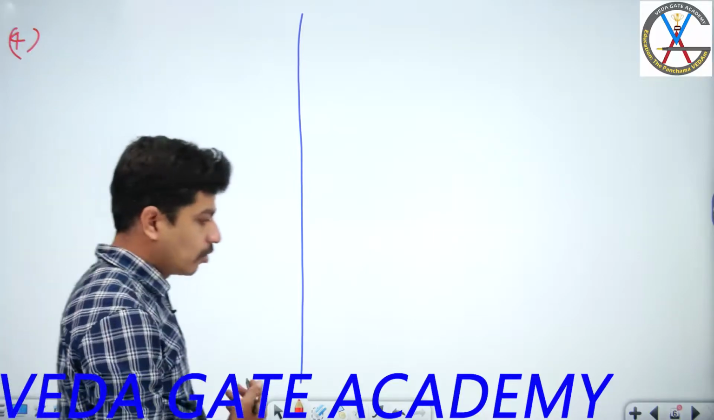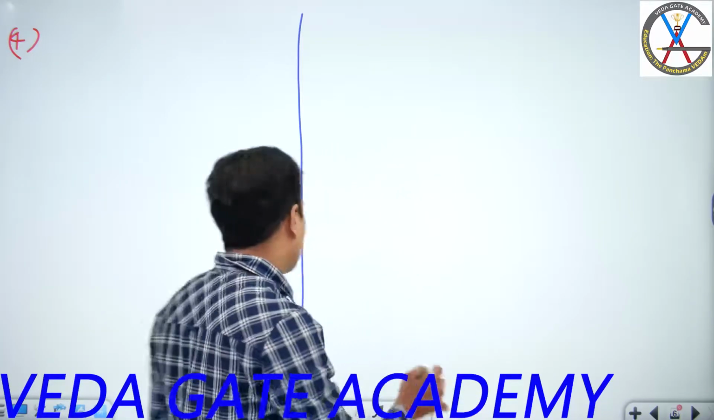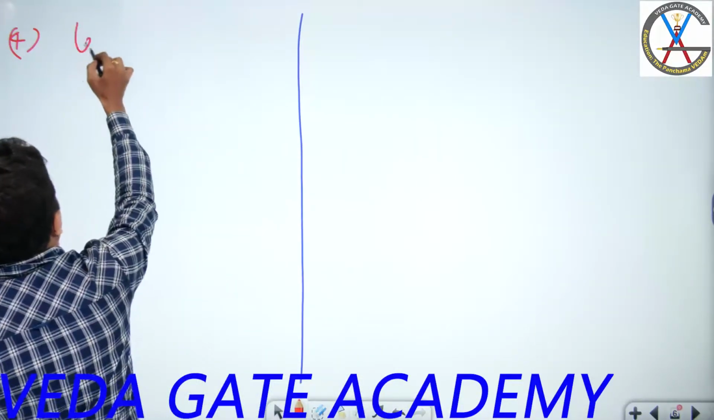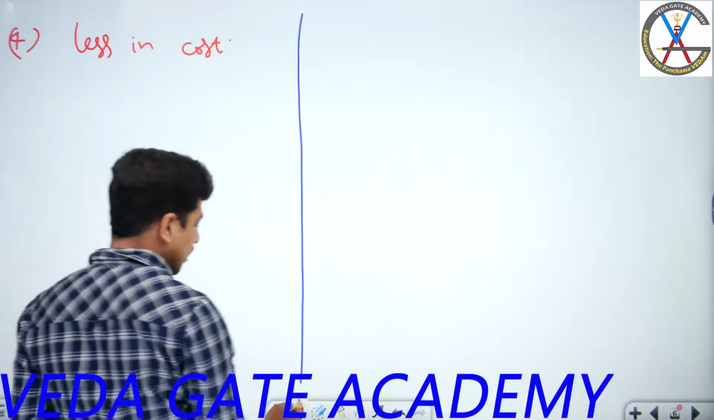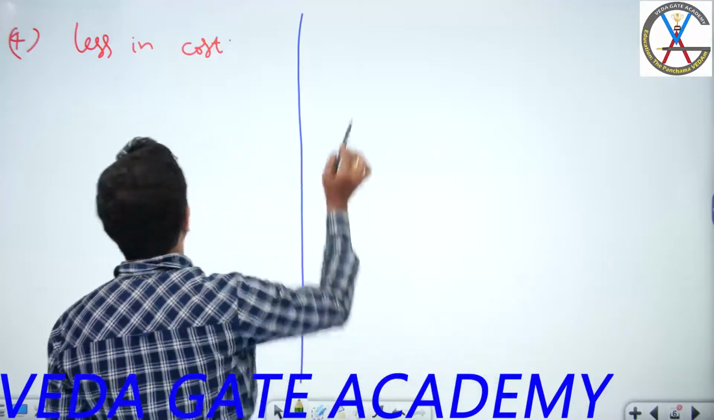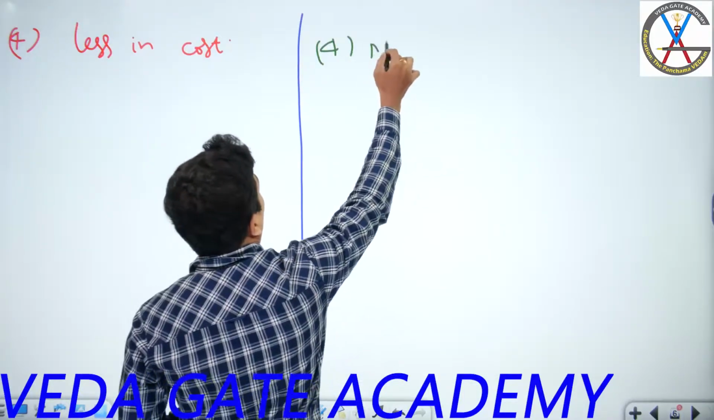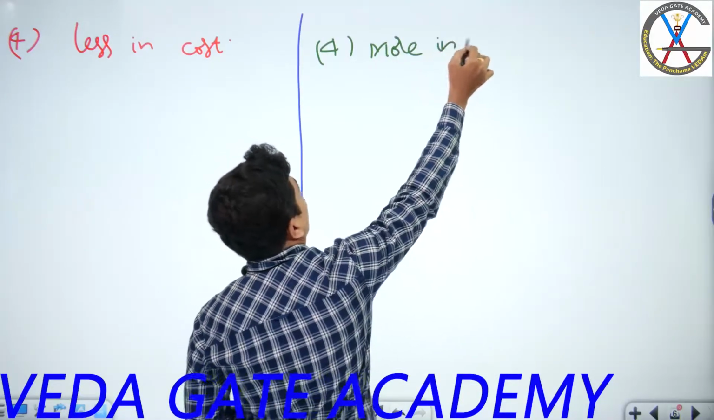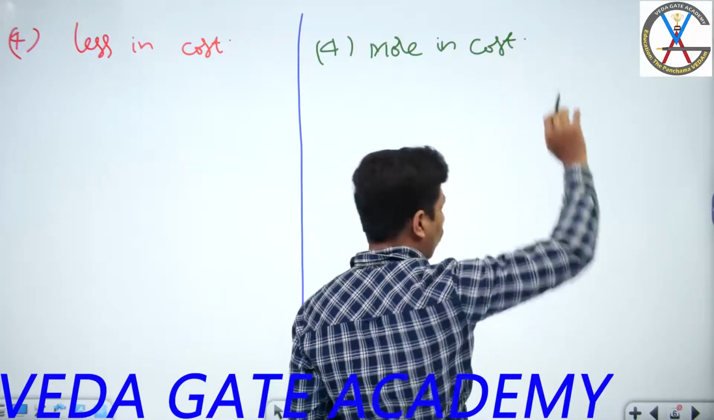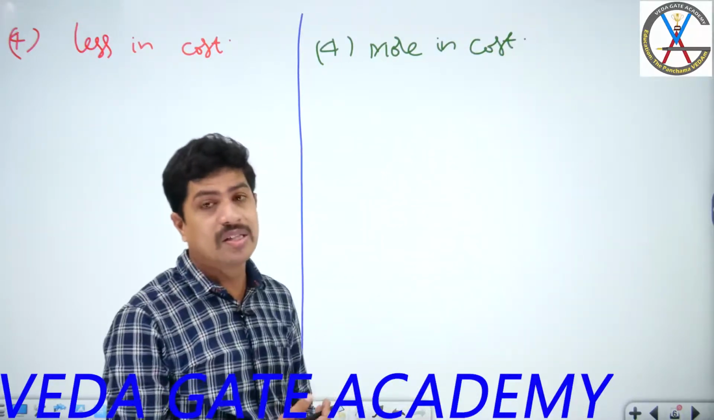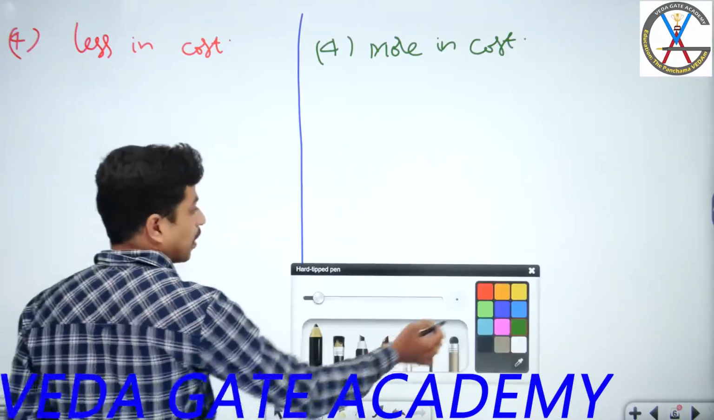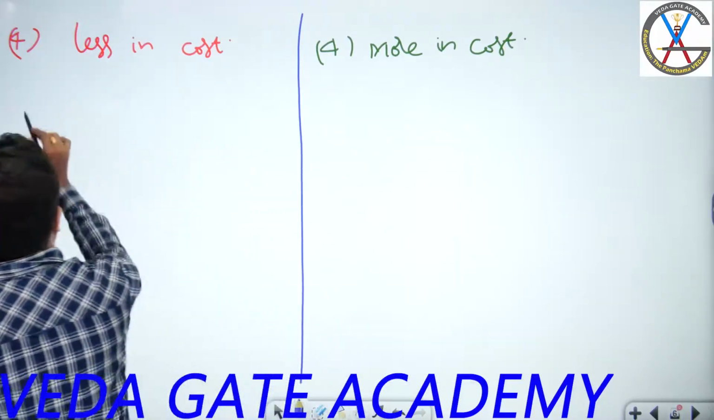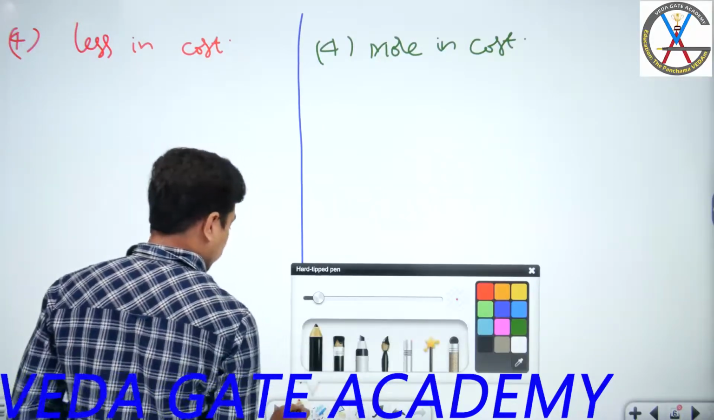Next point, fourth point: open loop is less in cost. Somewhat closed loop is expensive, I can say. It is expensive, more in cost. Why? Because a lot of care we have to take, and a lot of other equipment is required to design this closed loop control system.